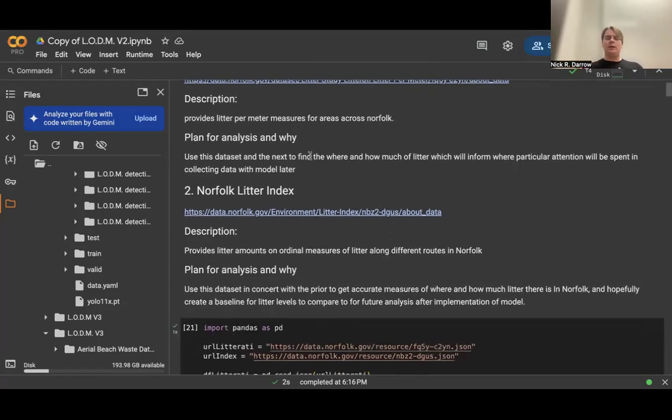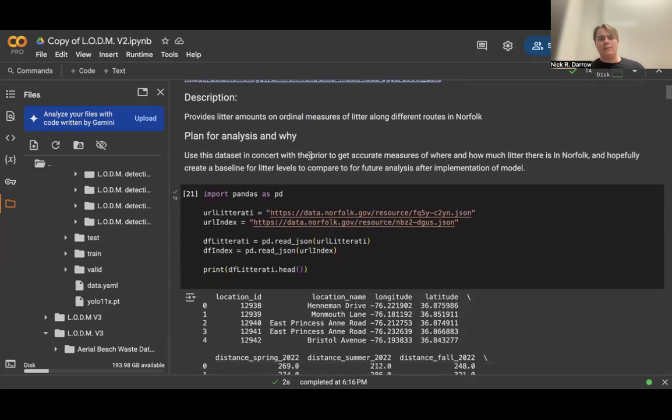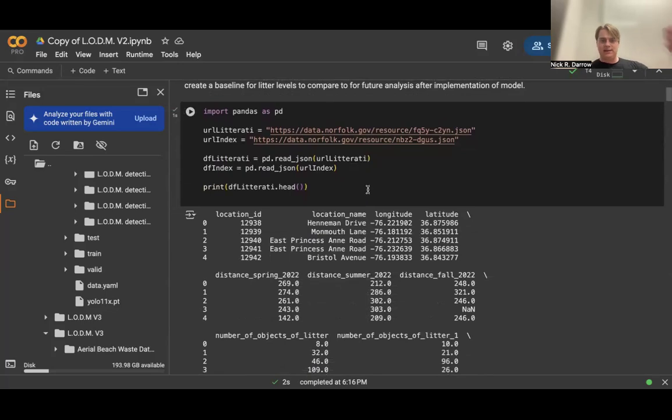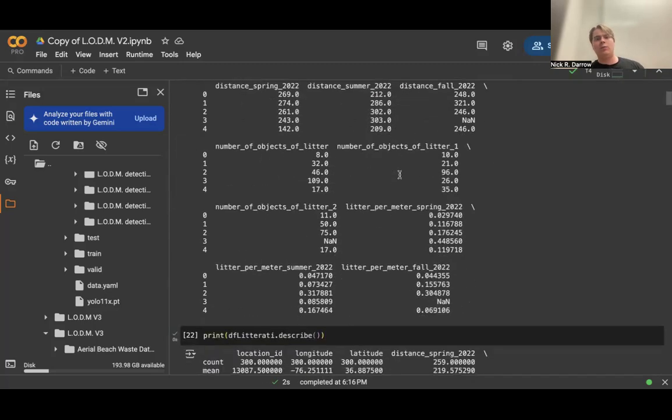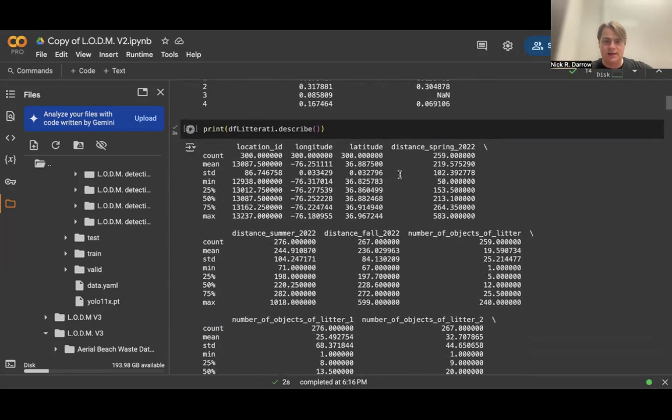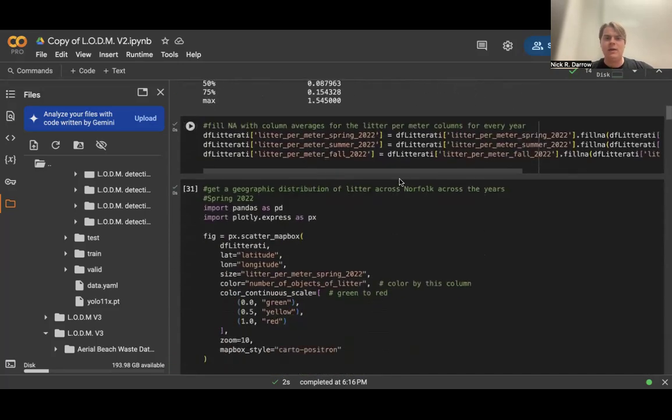And then the Norfolk Litter Index, which was compiled by volunteers going out into the community and tracking on a scale of 1 to 4 how much litter is in different areas of the city. So to start, we pull in the data sets via the City of Norfolk's Open Data Portal API. We get descriptive statistics telling us means, percentiles, things like that.